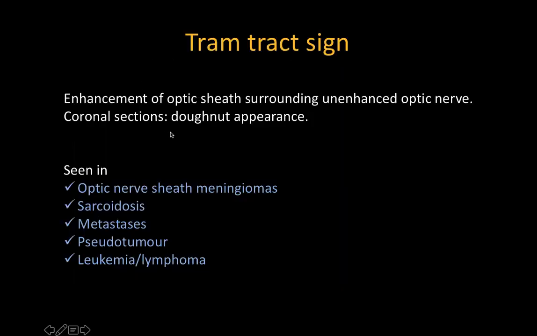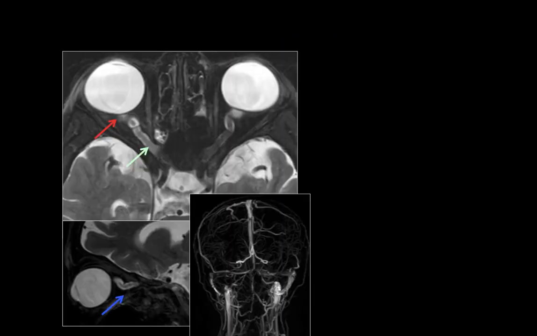Now, coming to the Tram tract sign differential diagnosis. So, what is Tram tract sign? Basically, there is enhancement of the optic nerve sheath surrounding the unenhanced optic nerve, and on coronal images, it will have a donut appearance. It is seen in optic nerve sheath meningiomas, sarcoidosis, metastasis, pseudotumor, leukemia, or lymphoma.